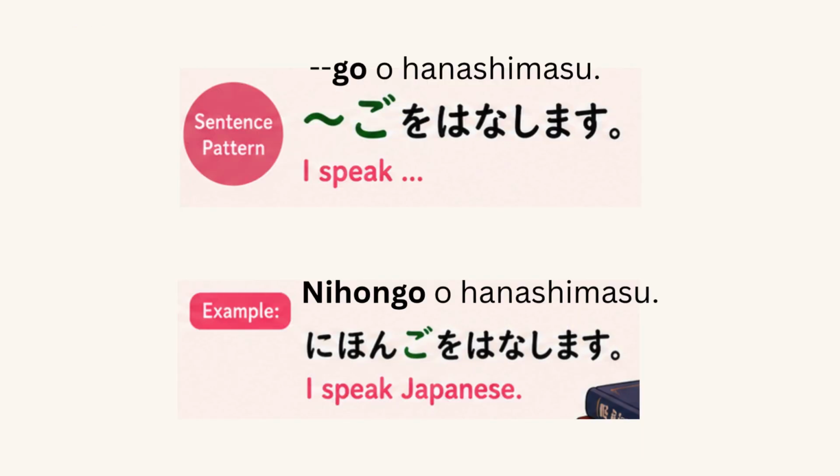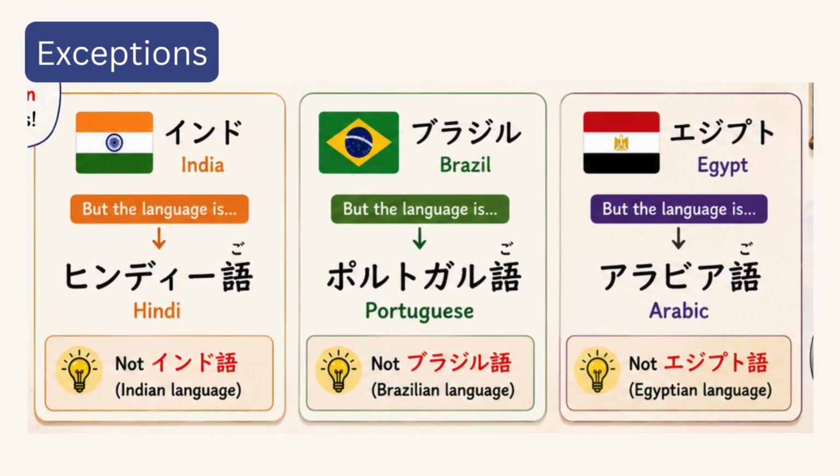And to make a sentence out of it, add 語を話します。話します means I speak. Example. 日本語を話します。It means I speak Japanese. However, not all languages follow this pattern directly. Here are some exceptions. インド、ヒンディー語。ブラジル、ポルトガル語。エジプト、アラビア語。So the language name is sometimes different from the country name and must be learned separately.